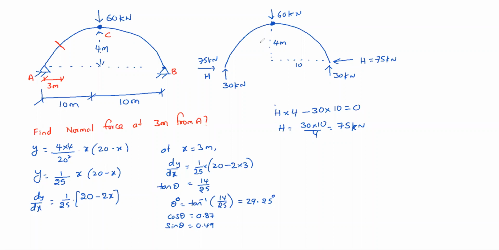Okay. So now here we are putting like this. This is 75 kilonewtons. This one is 30 kilonewtons. The angle is theta here.